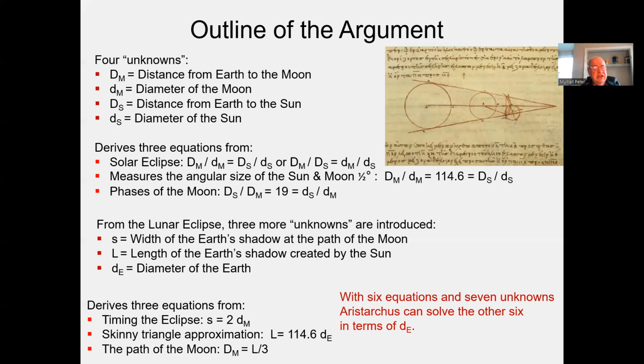And the one that we're going to do here, the one that Aristarchus does, is the diameter of the Earth. The very last unknown. He's going to find the other 6 in terms of the diameter of the Earth. For example, here's one right here. This one comes out of his analysis that the length L, the length of the shadow, turns out to be 114 times larger than the diameter of the Earth. He's going to find all the other values in terms of the diameter of the Earth, like this one.